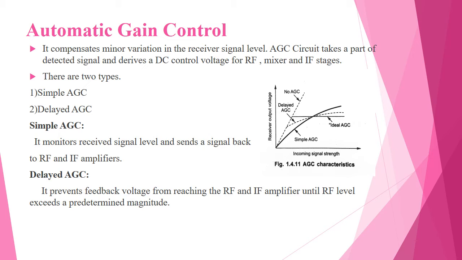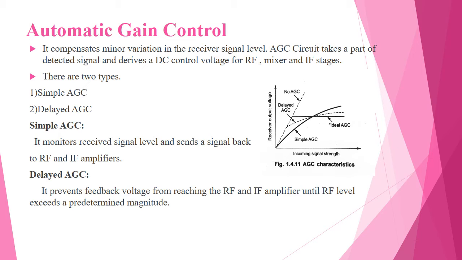Here there are two types of automatic gain control: simple AGC and delayed AGC. Simple AGC means the gain control is active at low output levels. So the low AGC voltage will decrease the overall gain and reduce the sensitivity of the receiver. In this characteristic we can see the difference due to no AGC and simple AGC. At low input signals, the output of the receiver is low compared to no AGC.